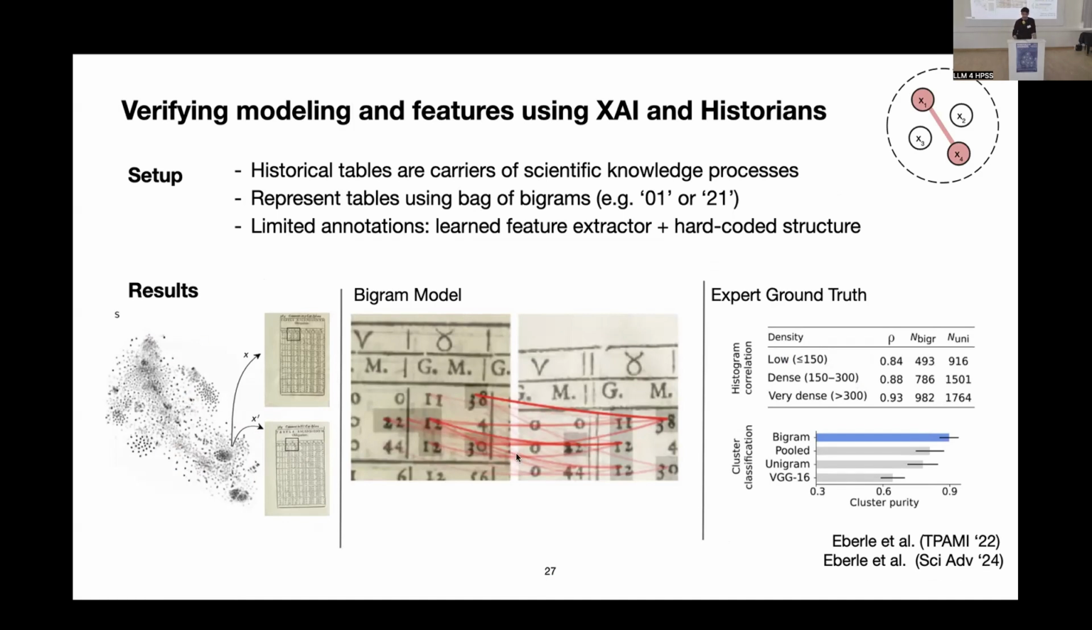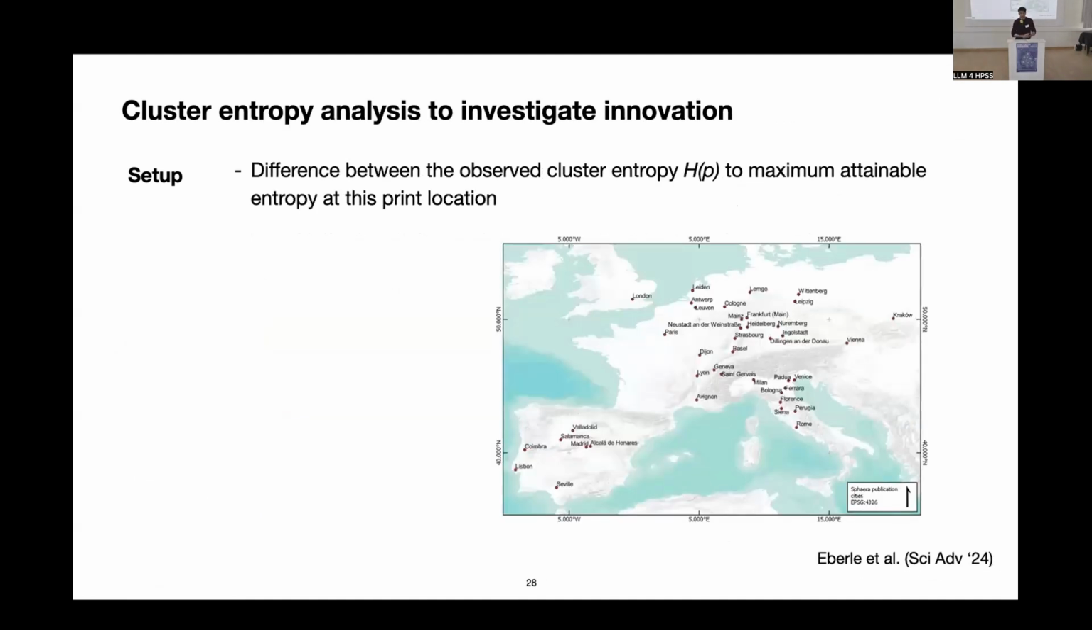Here, we can check if the same bigrams are detected. So here 38 and 38 on two inputs are detected. And so we can actually use this model and trust its decisions. And with this, we went into case studies, and here we used cluster entropy to investigate how innovation spread all over Europe at the time.